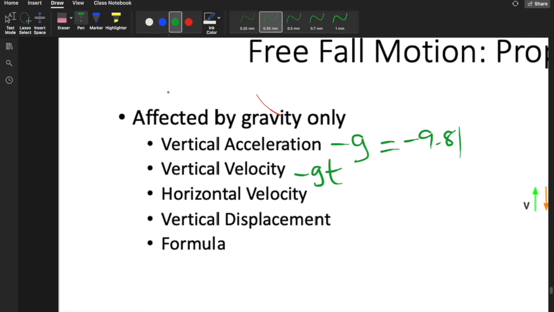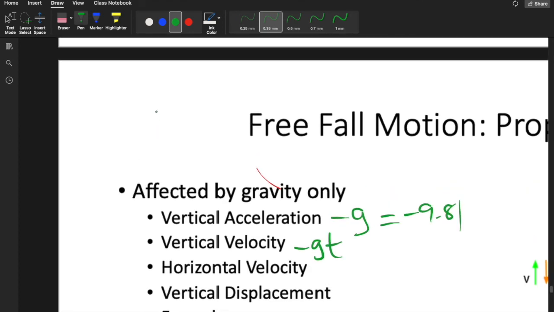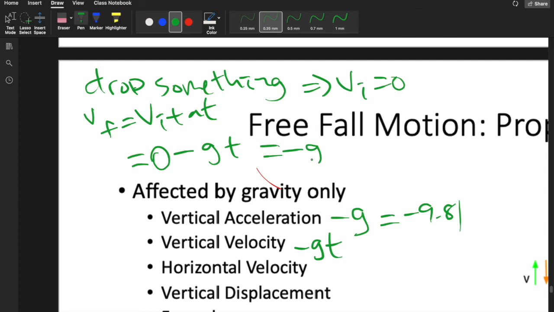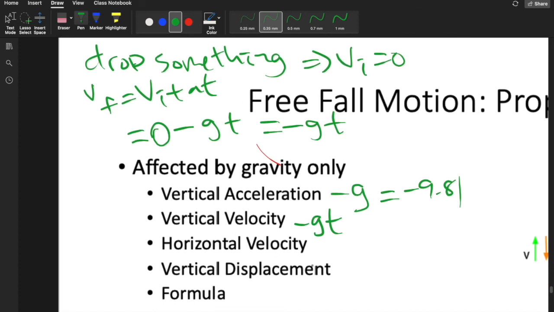Why? Because free fall motion is like when you drop something, right? So the initial velocity will be equal to 0, and the final velocity is equal to initial velocity plus acceleration times t, which is equal to 0 minus gt. So it's equal to negative gt. Horizontal velocity, 0.